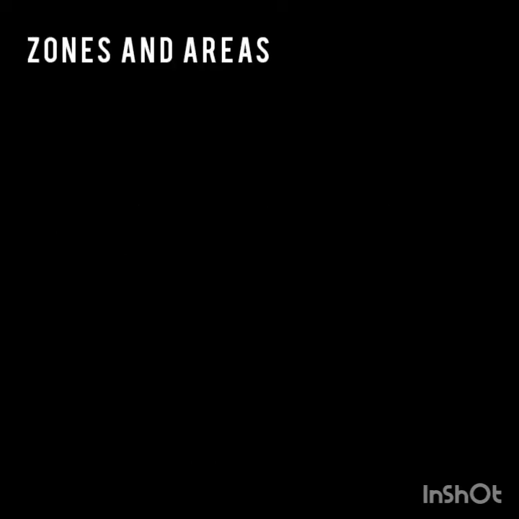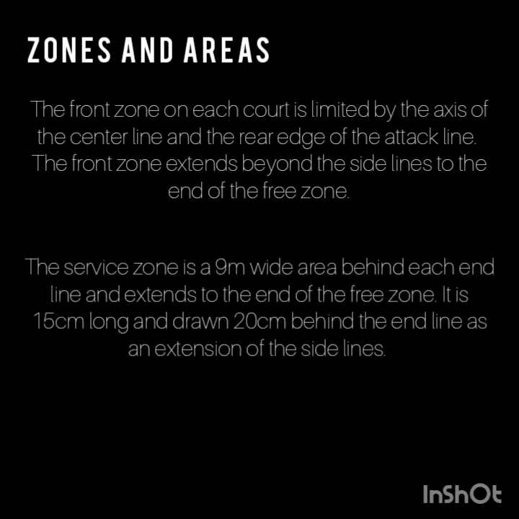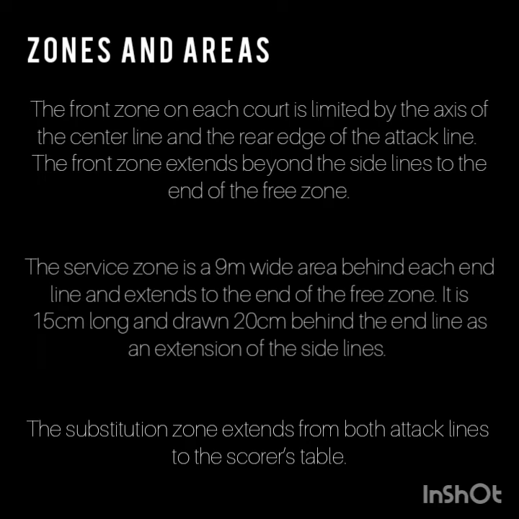Zones and areas. The front zone on each court is limited by the axis of the center line and the rear edge of the attack line. The front zone extends beyond the sidelines to the end of the free zone. The service zone is a 9 meter wide area behind each end line and extends to the end of the free zone. It is limited by two short lines, 15 centimeters long and drawn 20 centimeters behind the end line as an extension of the sidelines. The substitution zone extends from both attack lines to the scorer's table.